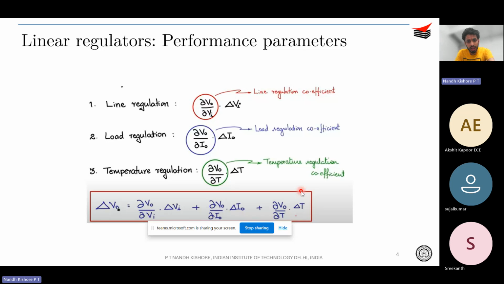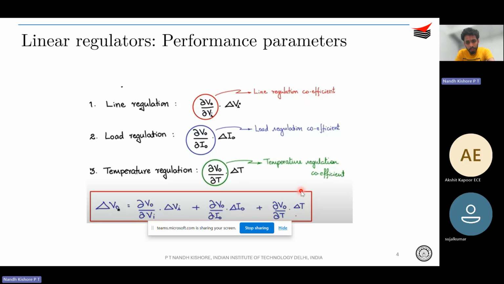For this variation. Similarly, you have variation in R naught, that is your output impedance, right? You know that the output impedance may vary from 0 in case of a short circuit to infinity in case of an open circuit. So what is the range of R naught which would allow you to have a fixed V naught at the output? That is your load regulation, correct? And finally, you have the temperature regulation, which mentions the susceptibility towards temperature.